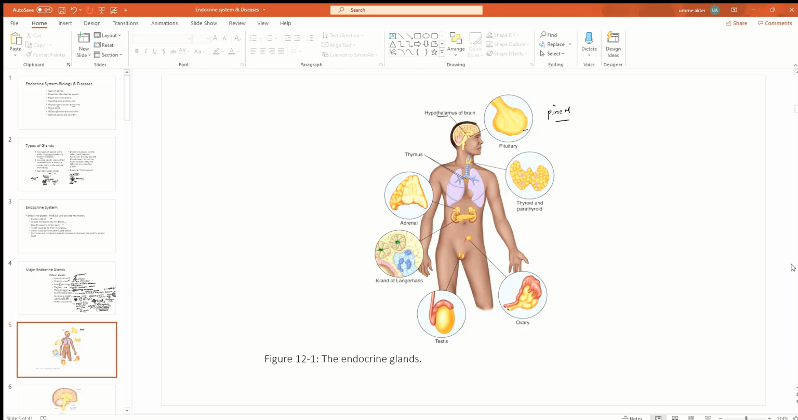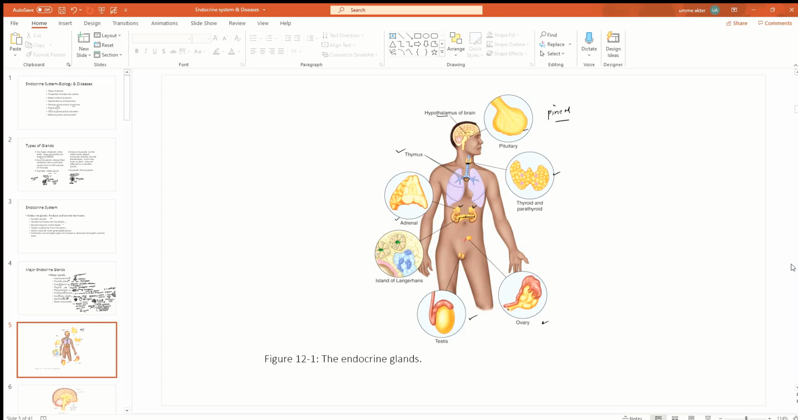Then in the front of the lower part of the neck you have the thyroid. Then in the upper part of the chest, you remember I said thymus. Then on the top of the kidneys you have the adrenal glands, and horizontally in the abdomen you have the pancreas, which has head, body, and tail. And then you have the ovaries and testes. Those are the gonads, right?